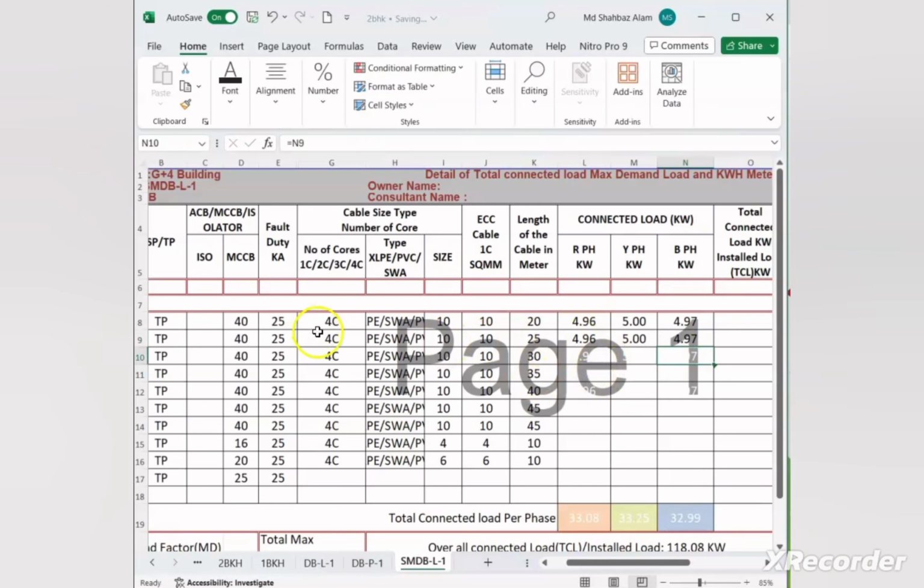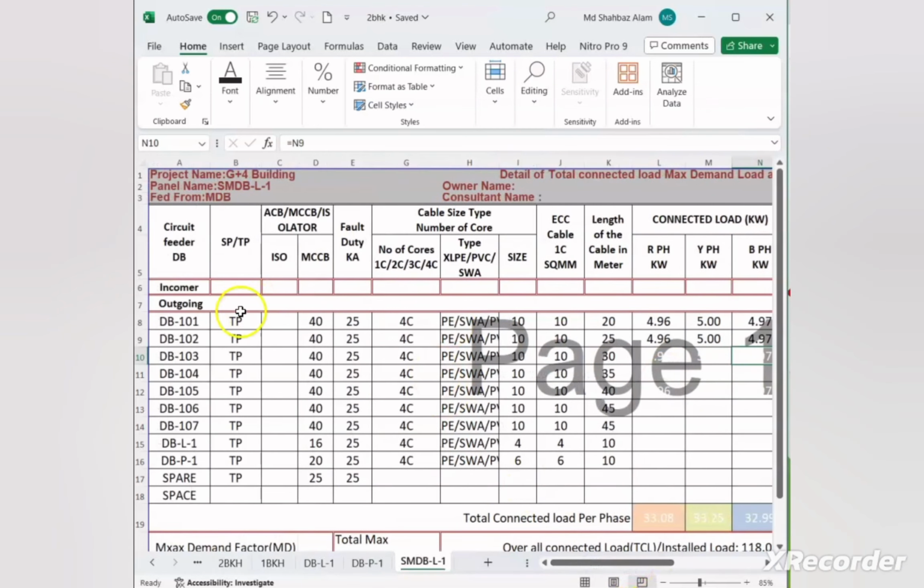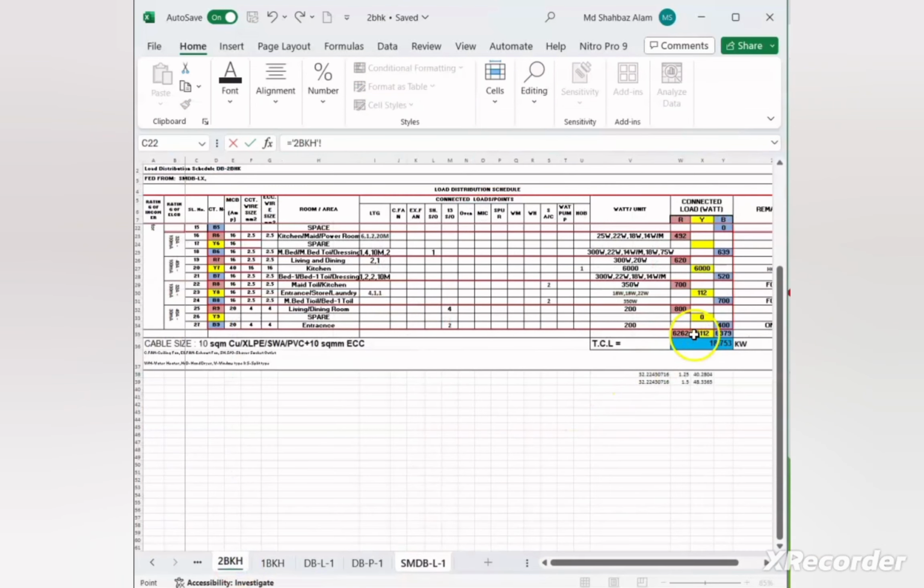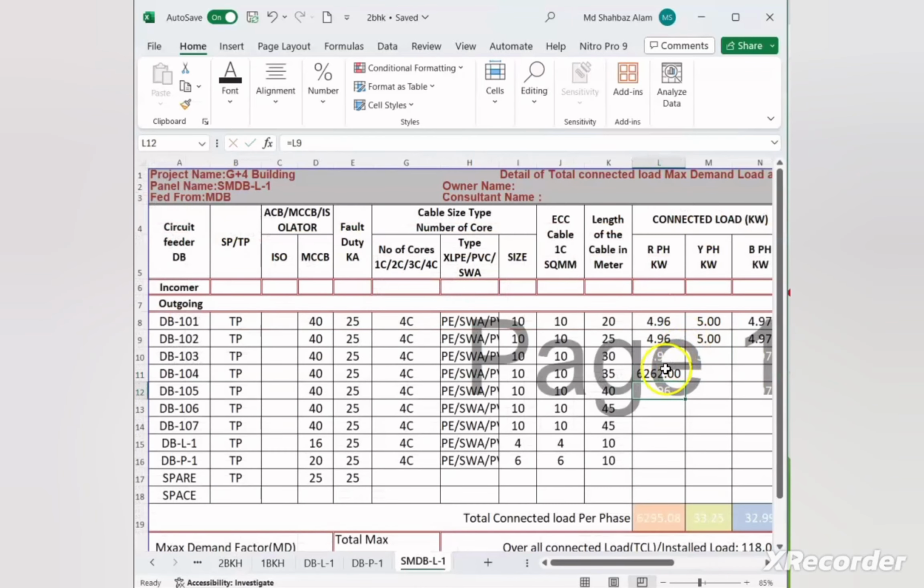Now same way I will do for all 1 BHK flat. Let me do for 2 BHK flat. Here the 2 BHK flat is DB104. Here the R phase, so I will press equal. I will go this time to 2 BHK flat DB. I will select R phase and I will enter. Here the R phase load came, but it is in the watt, so I will divide it by 1000.